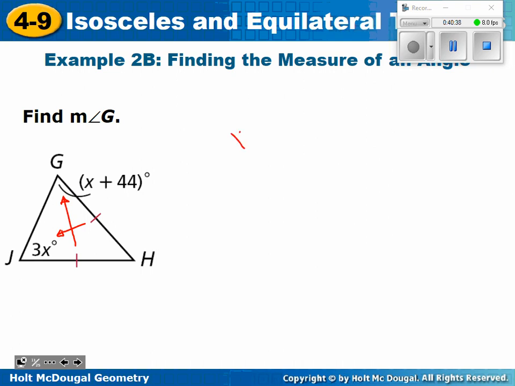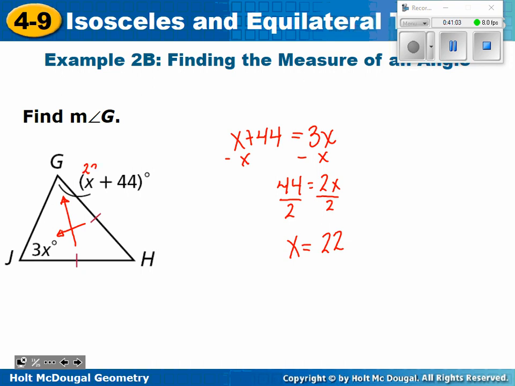X plus 44 is equal to 3x. Exactly. X plus 44 should equal 3x. And then it should be pretty easy to solve for x. We'll just subtract x. 44 equals 2x, and then divide by 2. And what is x? X equals 22. What did they ask us to find? Measure of angle G. So we can go back and plug that in. What's 22 plus 44? 66 degrees. Just make sure that you are answering the question, going back and finding whichever angle it asks for.